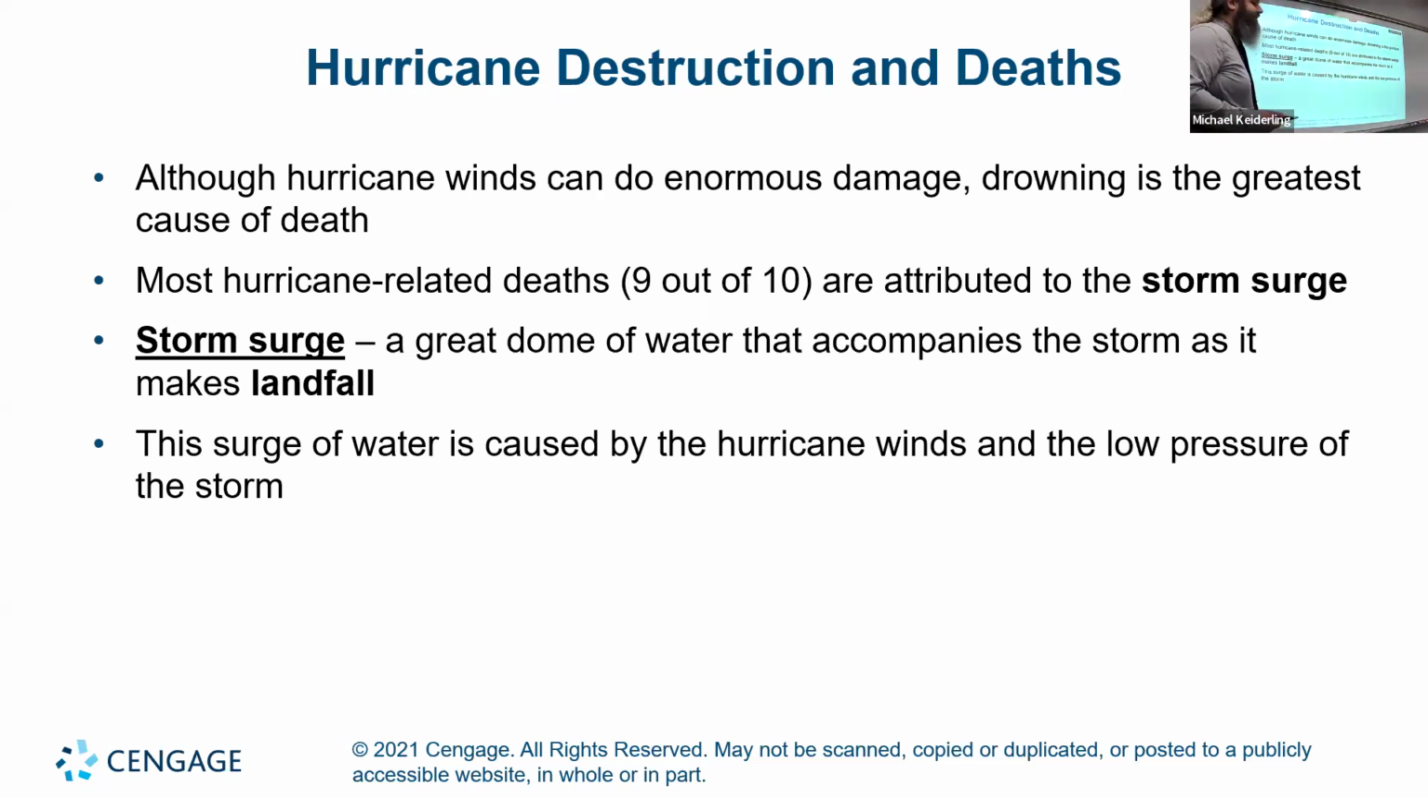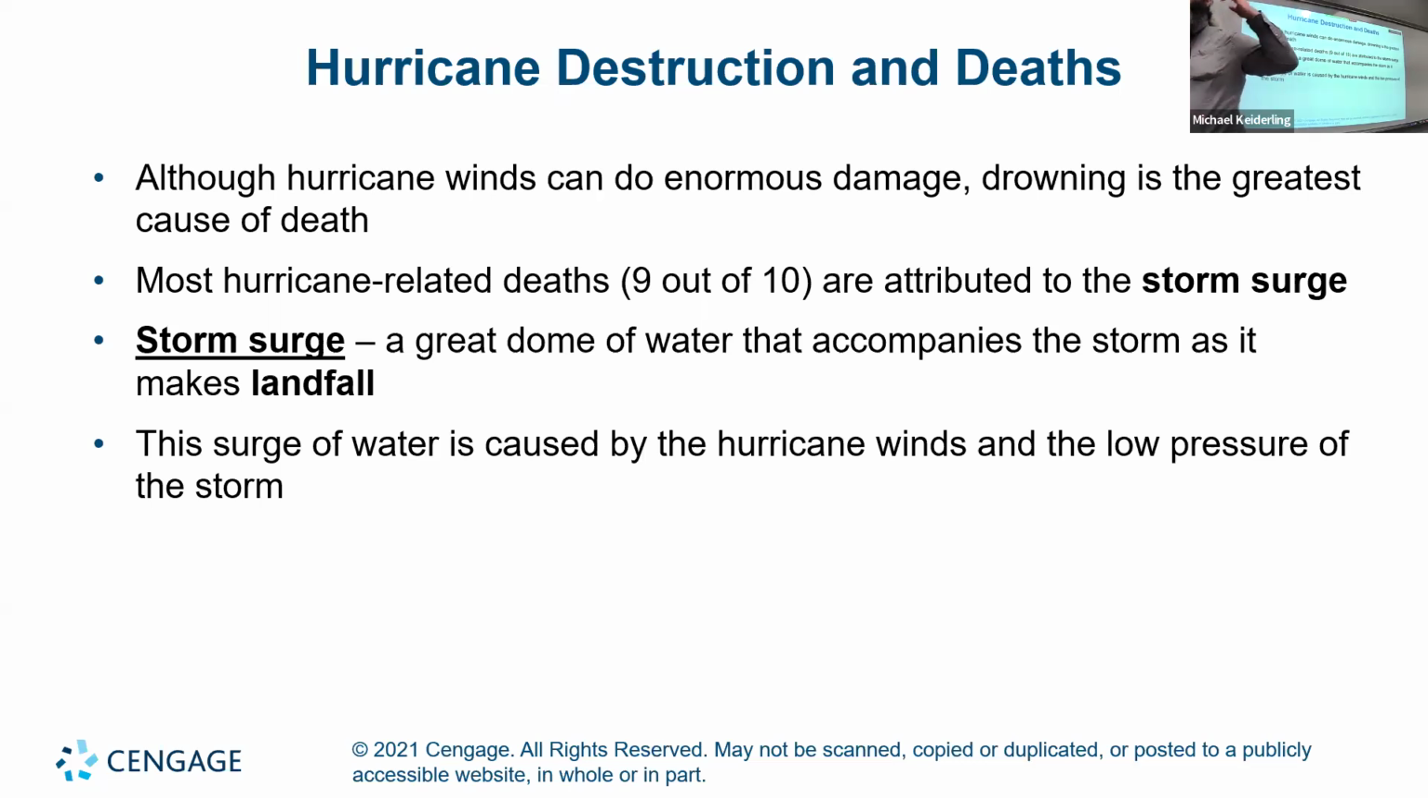On hurricane destruction and death: while hurricane winds can do enormous damage, the greatest cause of death is drowning, because you get massive flooding and you get this storm surge. Most hurricane-related deaths, about 9 out of 10, are attributed to the storm surge. As this hurricane comes forward, it basically pushes water in front of it, this great dome of water that accompanies the storm as it makes landfall.